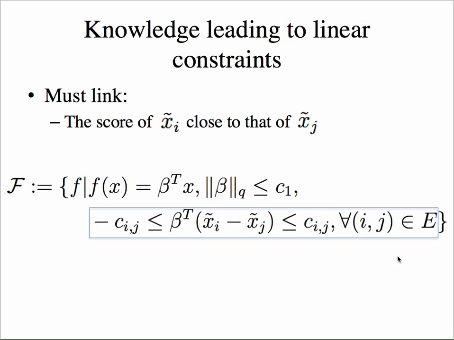The second motivating scenario is when we have a must-link kind of knowledge. In this knowledge, we want to encode the information that the score of x tilde i is close to that of unlabeled example x tilde j. We can write an absolute value constraint where we bound the absolute value of the score differences, that is, the absolute value of beta transpose x tilde i minus beta transpose x tilde j, to be upper bounded by a constant, and this can be represented using two linear inequalities.